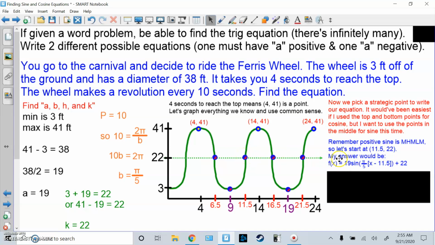When I fill in A, B, H, K, f of x equals 19, A is positive. And then our B was pi over 5. Then it'll be x minus 11.5, because we're going right 11.5. And then the midline is plus 22.